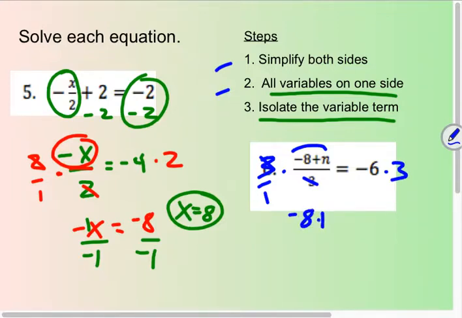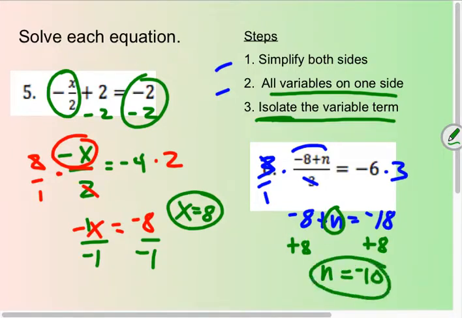So I got negative 8 plus n equals negative 18. So now, to isolate that n, get it by itself, I'm going to add 8 to both sides. And n equals negative 18 plus 8, which is negative 10.